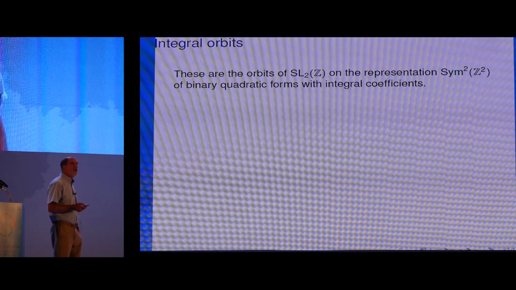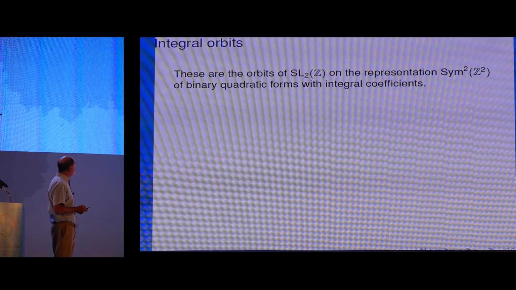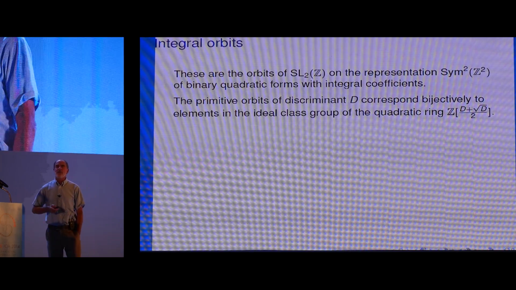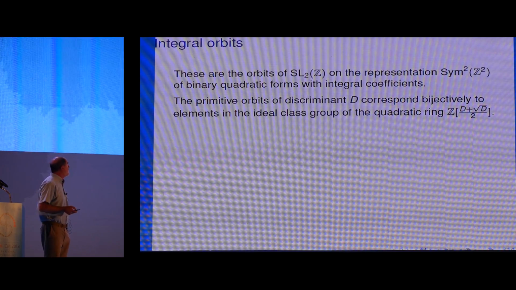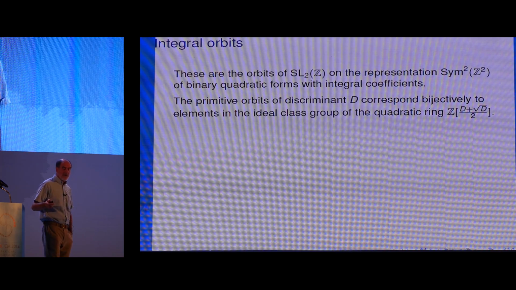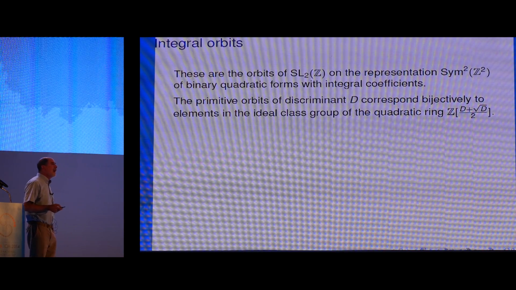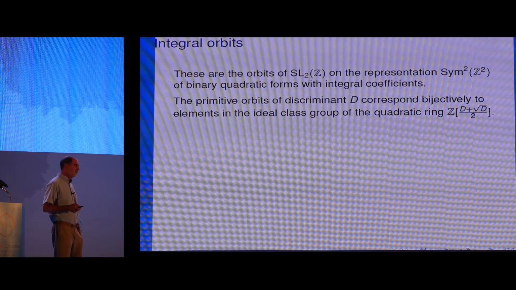It's an action on the symmetric square of the standard representation. That's binary quadratic forms. And we have an interpretation of Gauss's theorem of composition in that we know, following Dedekind, that the primitive orbits of the given discriminant correspond bijectively to the elements in the ideal class group of that quadratic ring of discriminant D.